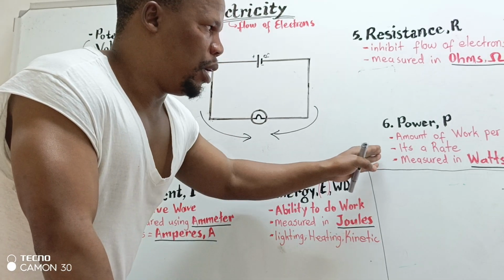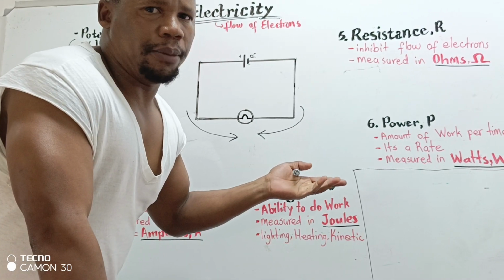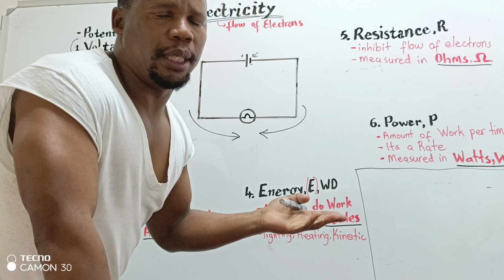That's what we call power. Power is the amount of work done per time. It's a rate, right? Anything that is per time in the exam is a rate.